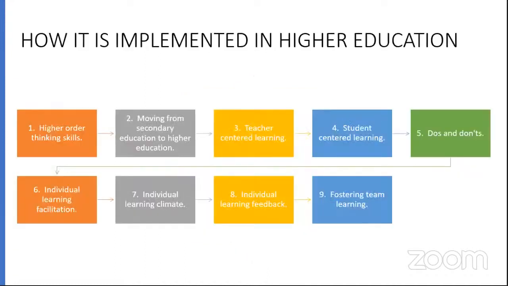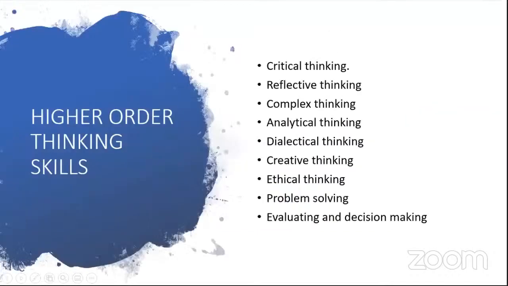Next point, how it is implemented in higher education. The 9 points are higher order thinking skills, moving from secondary education to higher education, teacher-centered learning, student-centered learning, do's and don'ts, individual learning facilitation, individual learning climate, individual learning feedback, fostering team learning. Now, we will discuss each point in detail in implementing in higher education. Let's move to the first one.